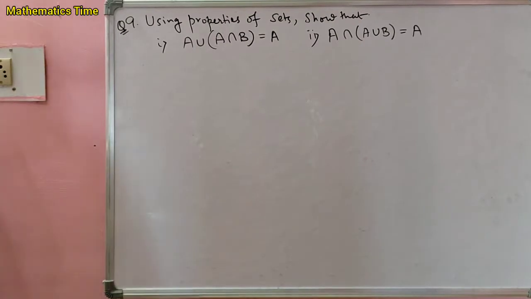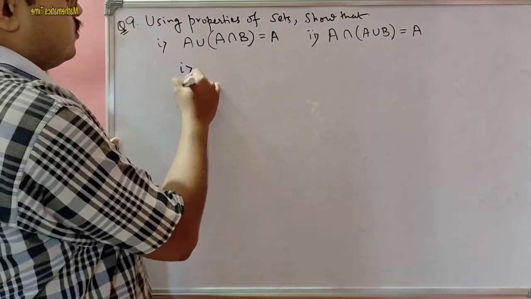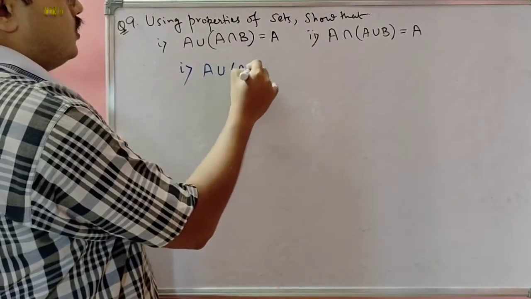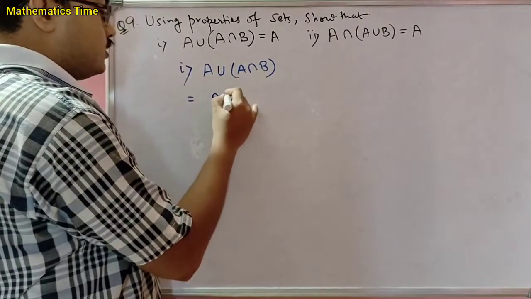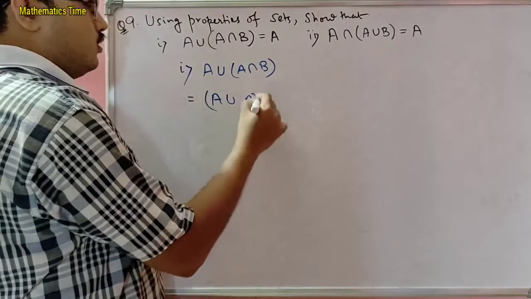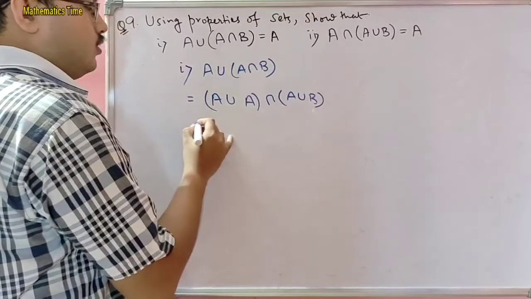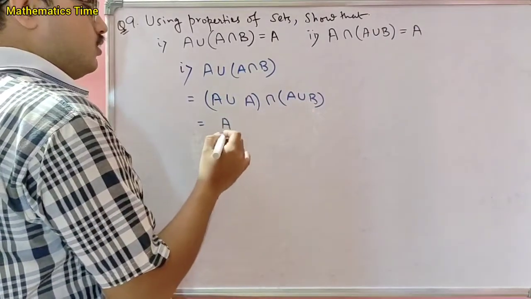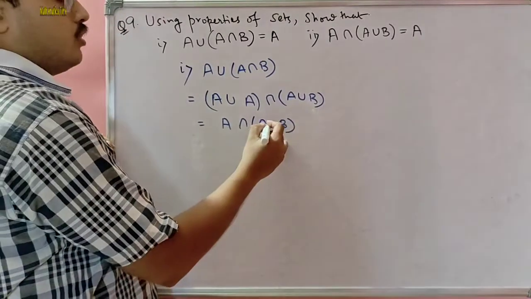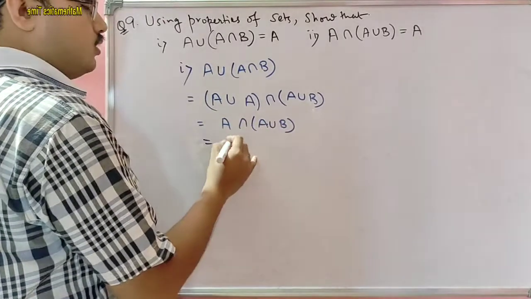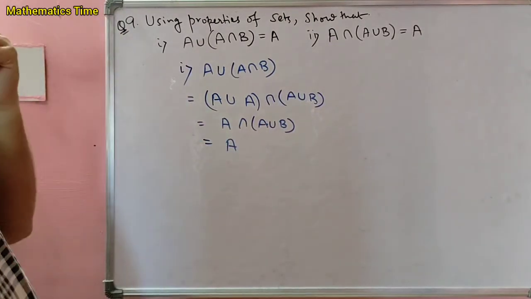Now our next problem is, using properties of sets, to show that this is equal to this, and this is equal to this. First we solve the first problem, A union (A intersection B). By the properties of sets, this is (A union A) intersection (A union B). So what is A union A? A union A is A, so it is A intersection (A union B). What will be the intersection between A union B and A? This will be A. A union B contains A and A is itself A, so their intersection will be A.